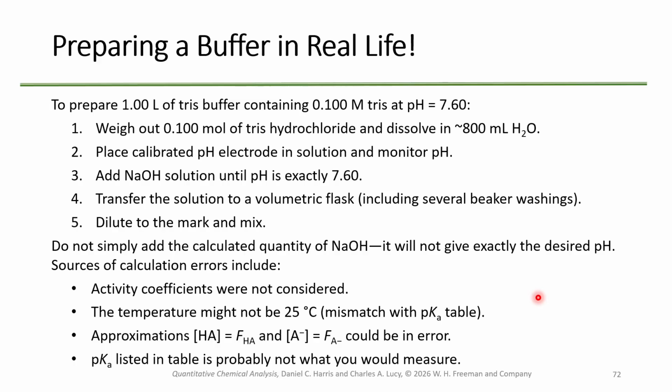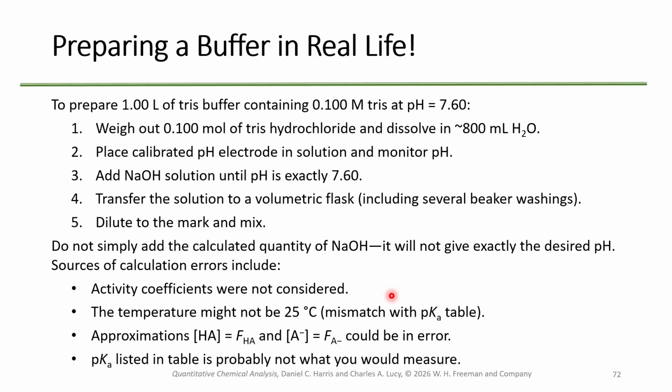It will not give you the desired pH. There are quite a few sources of error here if you just try to do this predictively and without getting experimental feedback. These errors are the activity coefficients. You probably did not do this calculation with the activity coefficients. And if you did, it would have taken a lot of time to do, right? So it's so much easier to stick a pH meter in there and just change your pH to be equal to pKa. Okay? The temperature might not be 25 degrees Celsius.